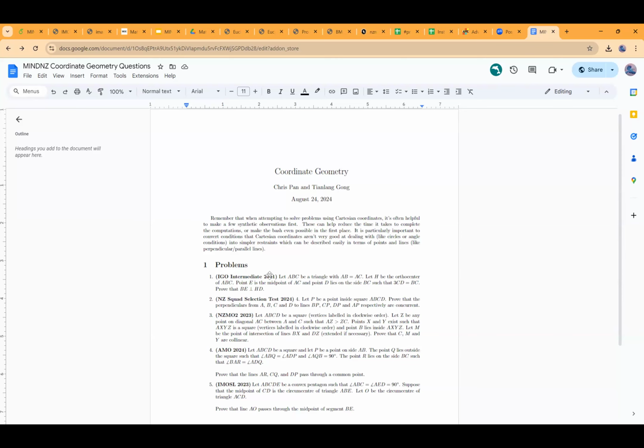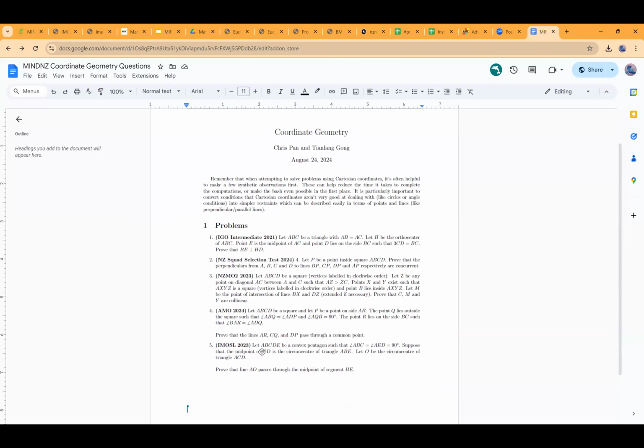Again, if you see something with lengths, perpendiculars, or just lines and parallel lines, where there are no circles, then see if you can coordinate bash. A lot of times you can. Sometimes, if you look at the last question here, Let ABCDE be a convex pentagon such that blah blah blah is the midpoint, is the circumcenter. These ones are a bit harder.